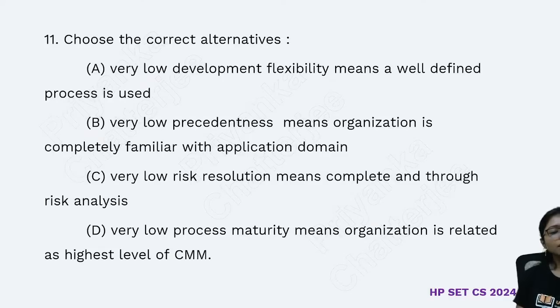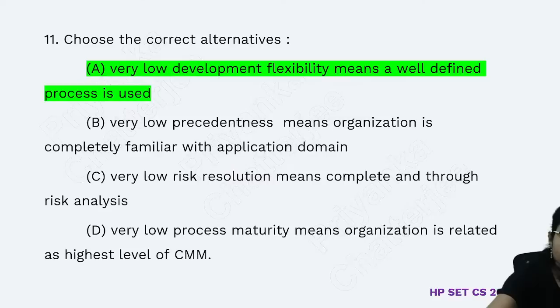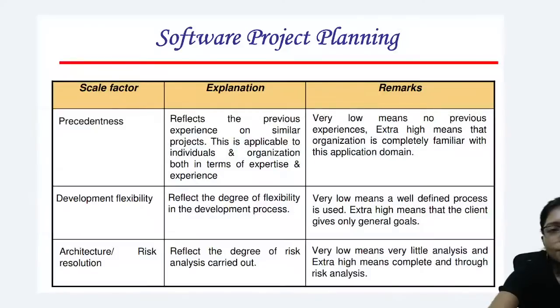This is a different question which is unknown to you. I hope this is completely unknown to you, and most of you will make a mistake here. Our paid learners are giving the correct answer, but others will give the wrong answer. I know that. Here, what is this topic? This topic is software project planning. In software project planning, these are the factors: scale factors.